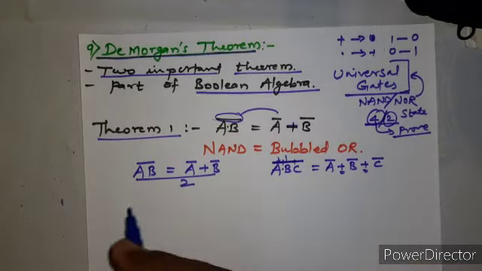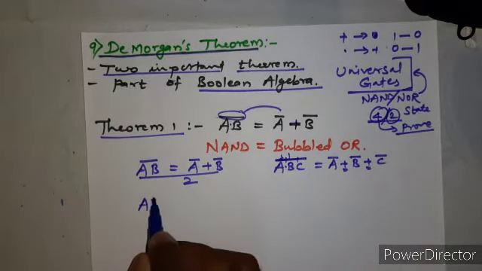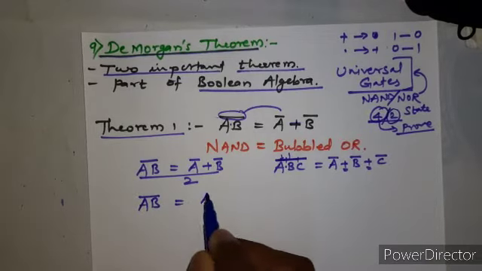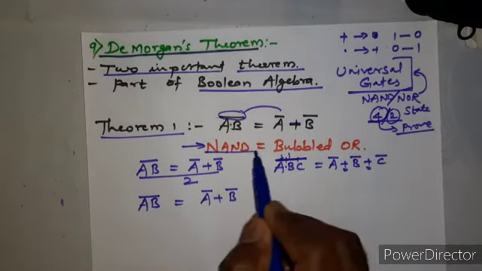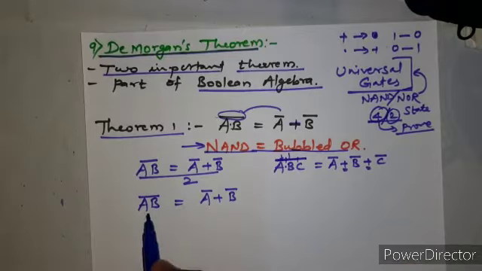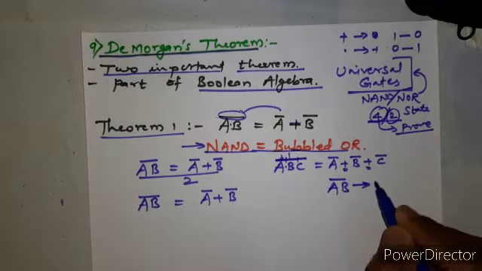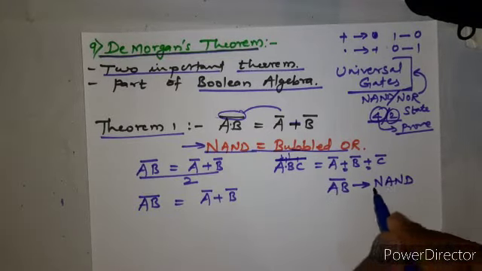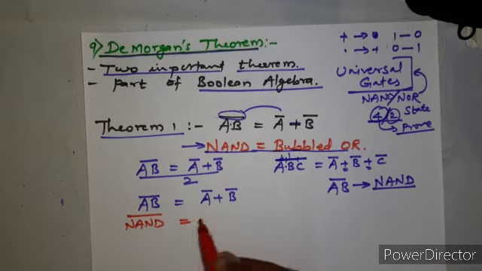Once again I'll write this equation. This is A B whole bar equal to A bar plus B bar. Now let us try to prove or understand this point. If you remember, A B whole bar is the NAND gate. So if I am saying AB whole bar equal to A bar plus B bar, I mean to say that this NAND gate is equal to this equation.